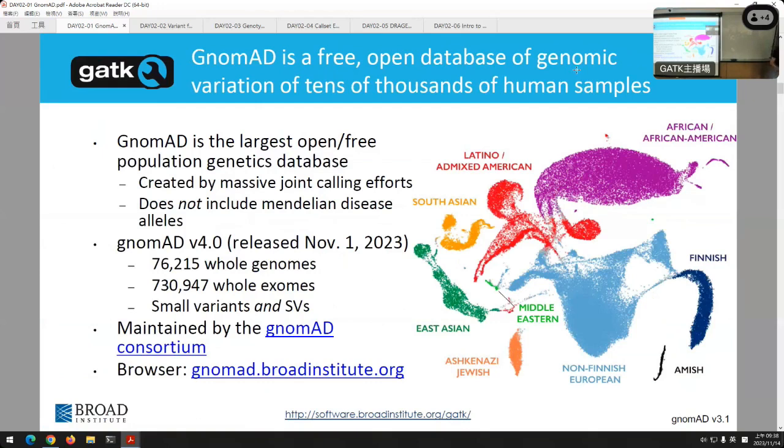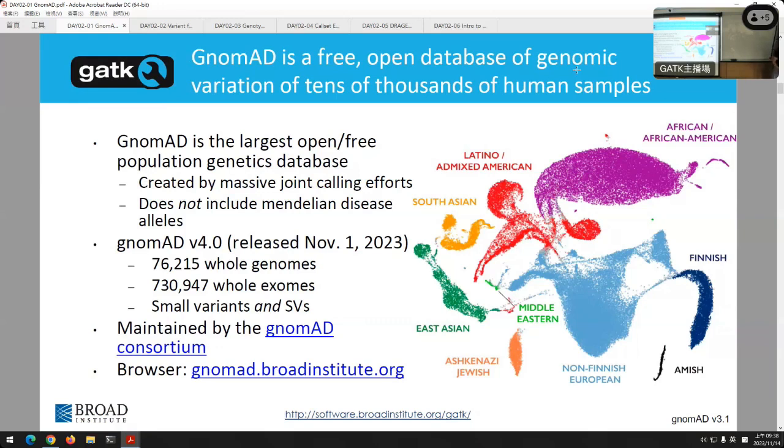And importantly, all of these samples were joint called together. And none of these samples are known to have a Mendelian disease or disorder. So we expect that it is a pretty good representation of the normal population variation that is not causing severe Mendelian diseases.